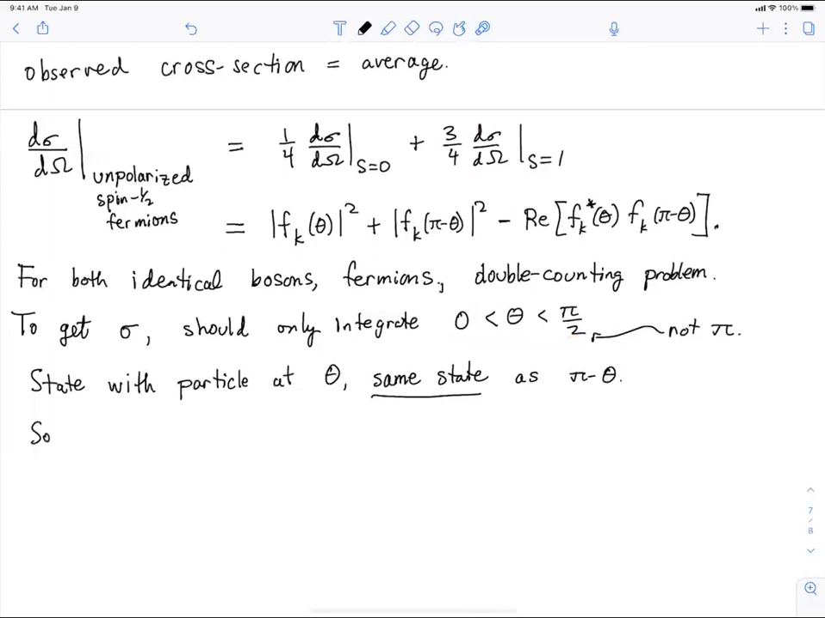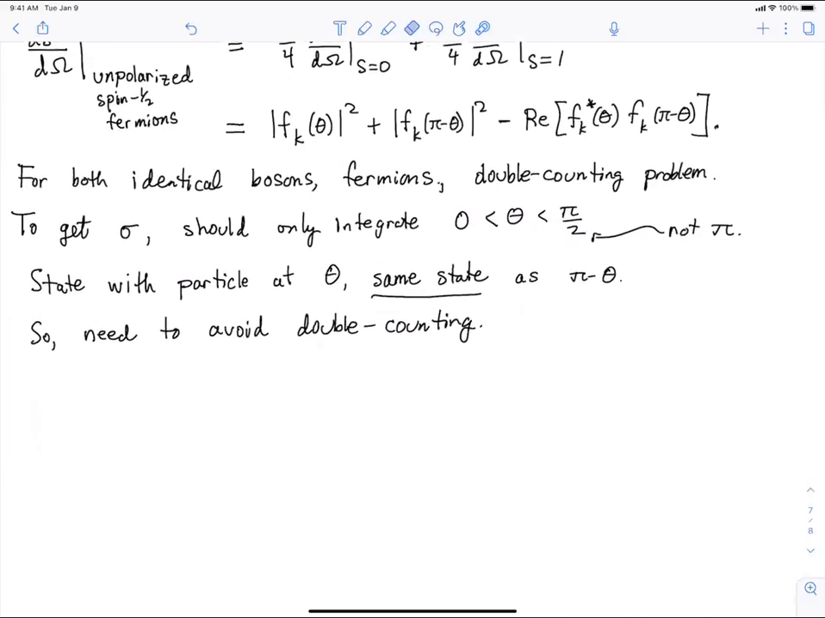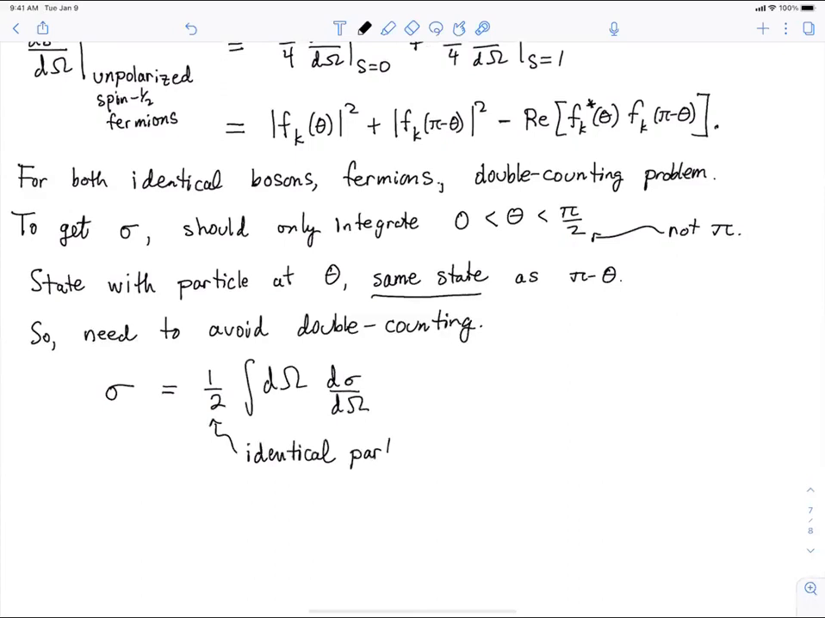Okay, so we need to avoid double counting. And so the way that comes in is when you define the total cross-section for identical particles, one way to do it is to put an extra factor of 1/2 times the integral over all angles times the differential cross-section. Okay, so the 1/2 is for identical particles and only identical particles.